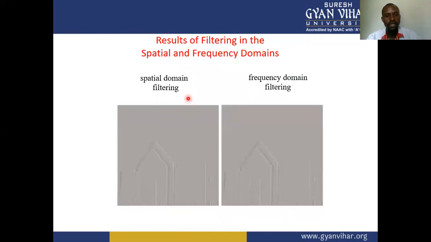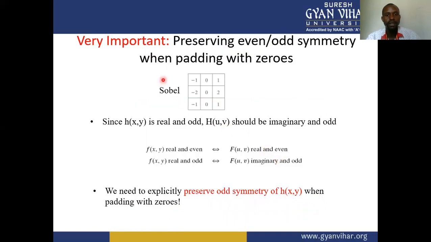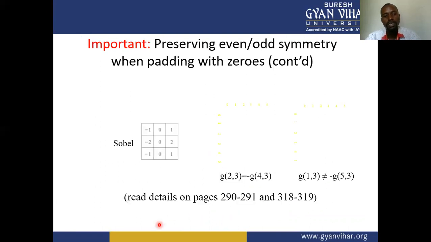The results of this filtering are as follows. We have filtering in the spatial domain and filtering in the frequency domain. This is very important for preserving even symmetry whenever we are padding with zeros. For example, if H is equal to F, if H(x,y) is real and odd, then it should be imaginary and odd. So that is the real image and even, given the bidirectional case. In this case, we need to preserve odd symmetry of H(x,y) when padded with zeros.